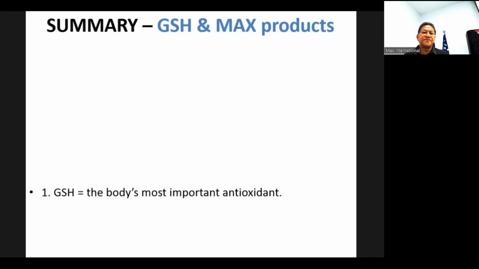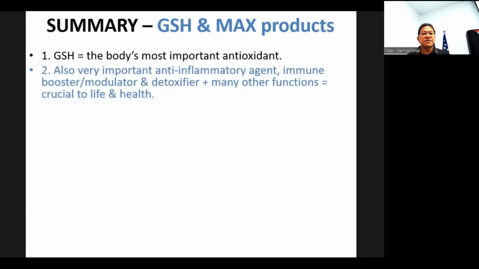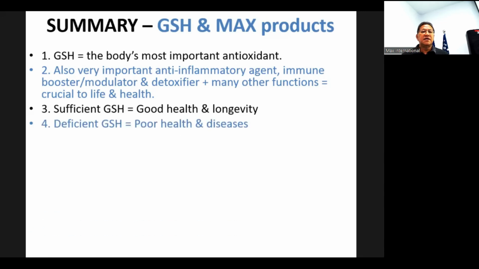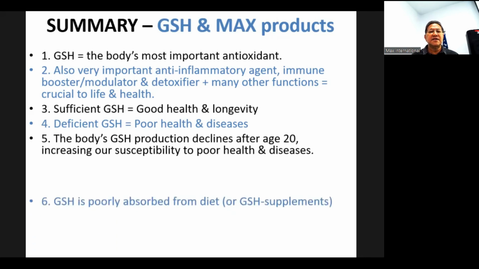In summary, glutathione is the body's most important antioxidant. It's also a very important anti-inflammatory agent, immune booster and modulator, detoxifier, and has many other functions that are crucial to life and health. If you have sufficient glutathione, you can expect good health and longevity. If you are deficient in glutathione, you can expect poor health and diseases. And the body's glutathione production declines after age 20, increasing our susceptibility to poor health and diseases.